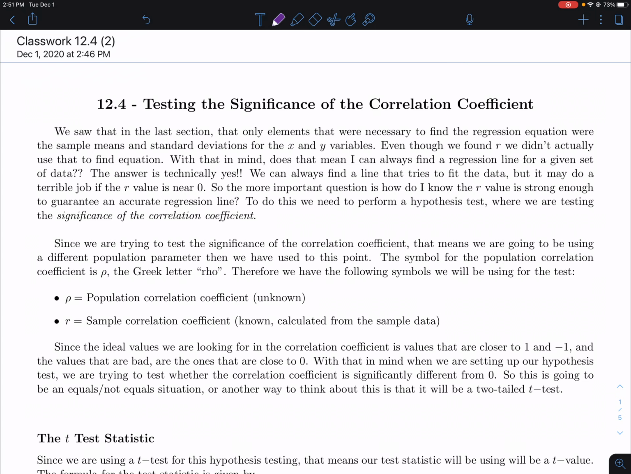There are a couple of new symbols we're going to use for this hypothesis test. The population correlation coefficient is the Greek letter rho, that P-looking thing. And our sample correlation coefficient we know is R. Rho, of course, is always going to be unknown, and R is going to be known because we're going to calculate it from the data.